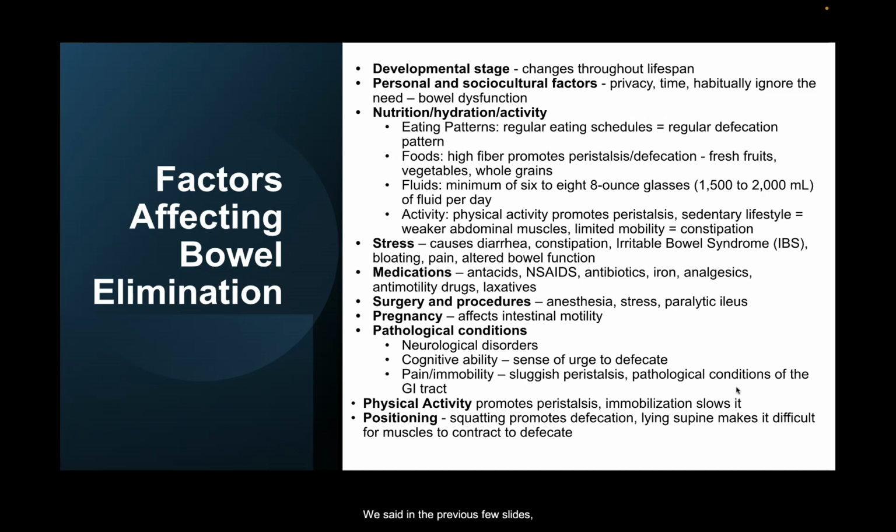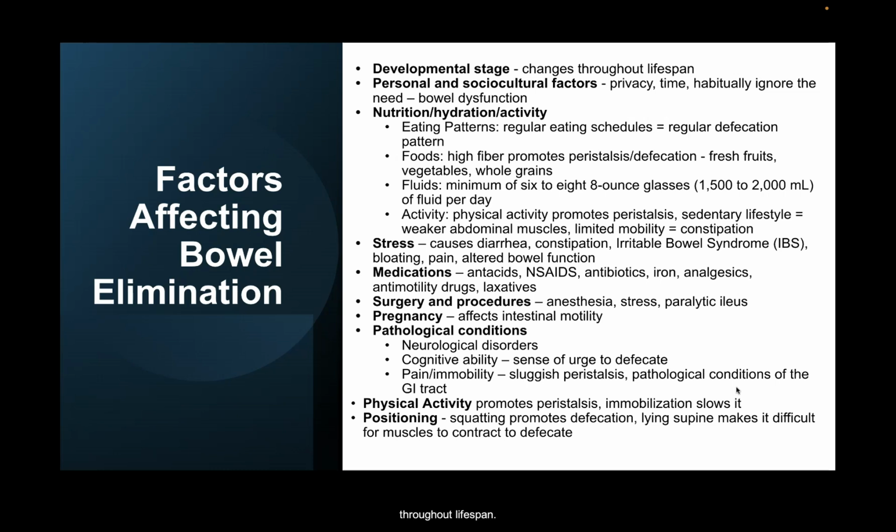In the previous few slides, we talked about what normal bowel elimination should be: no straining, no urgency, and the characteristics that are normal. We need to understand what normal is first. So now let's talk about factors that affect the norm, that affect bowel elimination.